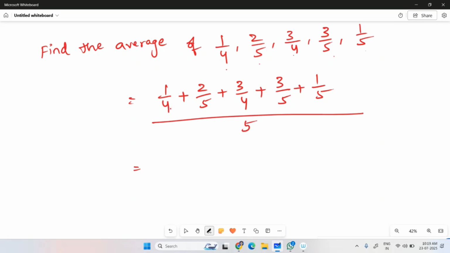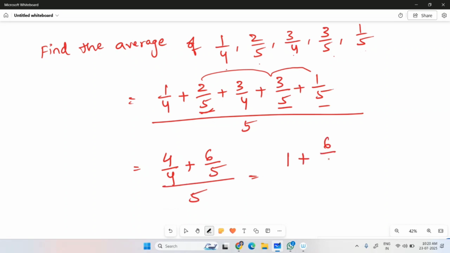Now, when we have the same denominators, we can directly add the numerators. Here 1 by 4 and 3 by 4 have the same denominators, so we can directly add the numerators: 3 plus 1 is 4, 4 by 4, which is nothing but 1. Plus, the denominator is 5 for the remaining 3 fractions, so we add the numerators: 2 plus 3 is 5, 5 plus 1 is 6, 6 by 5, divided by 5.